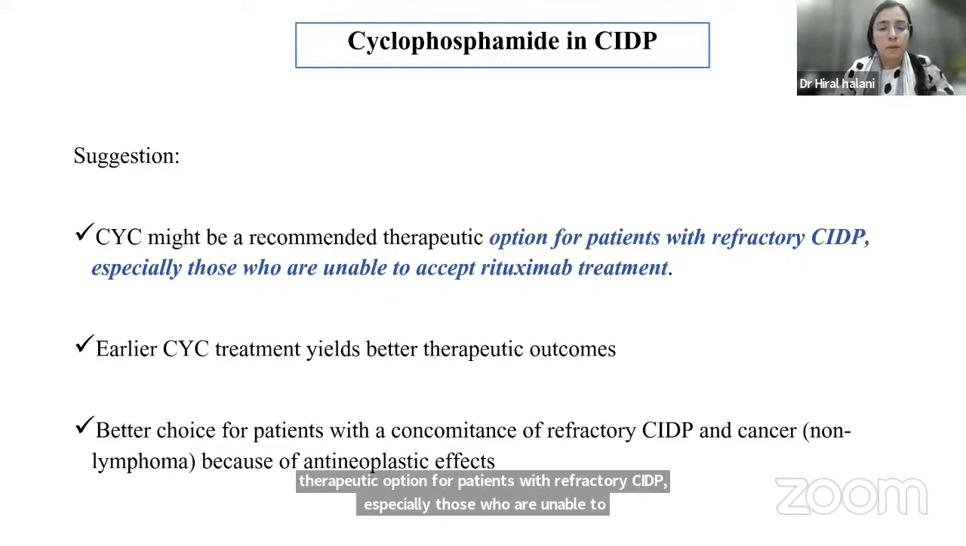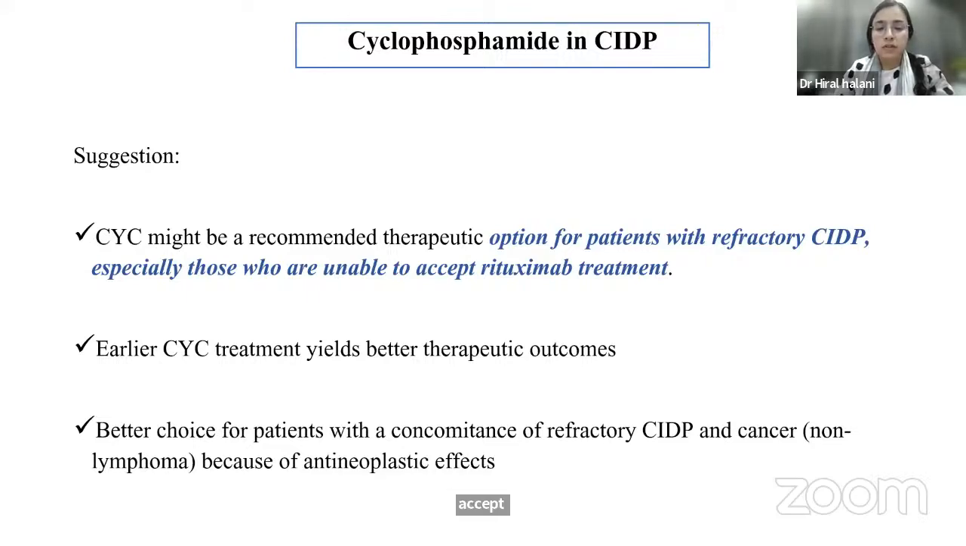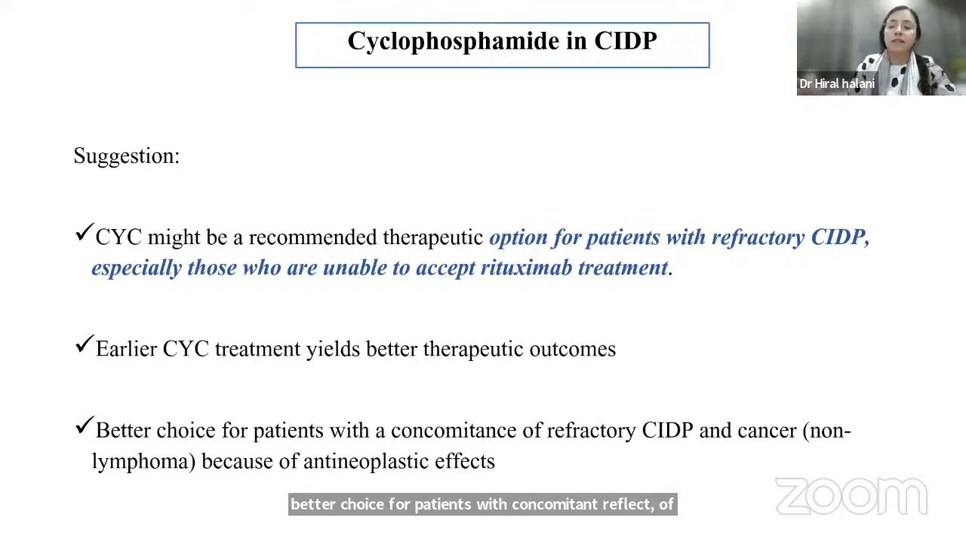Earlier, the better. It is also a better choice for patients with concomitant refractory CIDP and cancer, but non-lymphoma cancer. For lymphoma, rituximab, of course, is the better choice. But for non-lymphoma, cyclophosphamide should be preferred over rituximab.